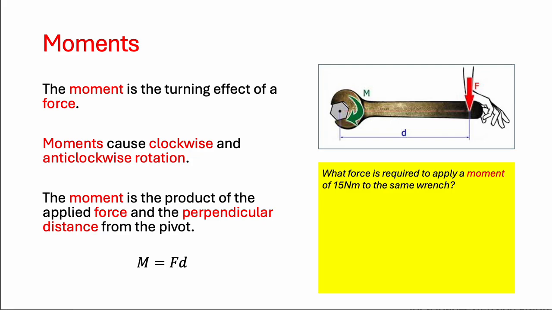Okay, hopefully you've had a chance to try that. Now you could do this a couple of different ways. I'm just going to put the numbers in. We know the moment is 15, and we know the distance is 0.15, but we don't know the F. Obviously what we then need to do is divide both sides by our 0.15, and we end up with a force which is going to be equal to 100 newtons.